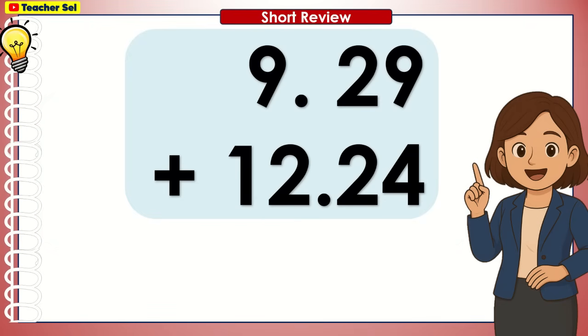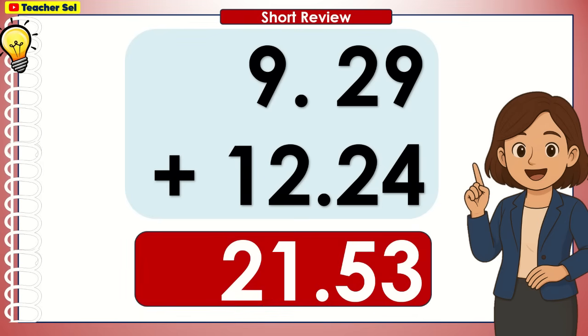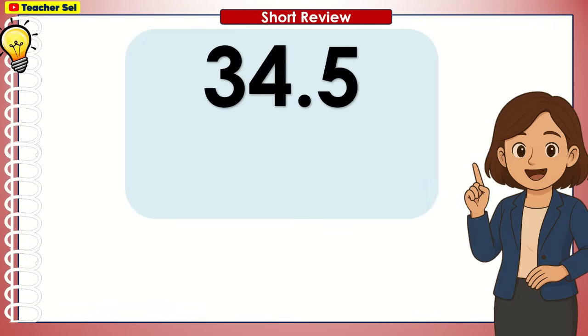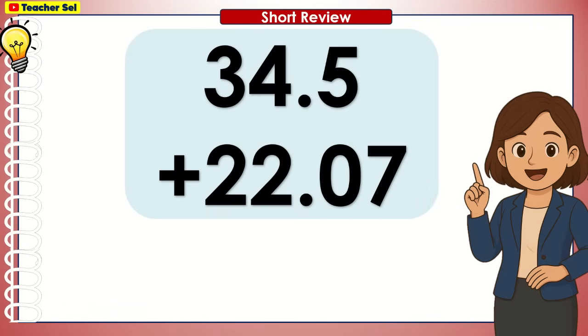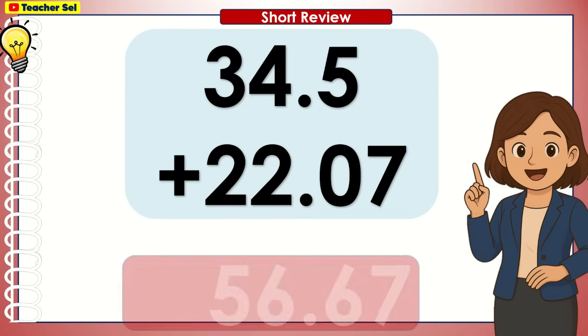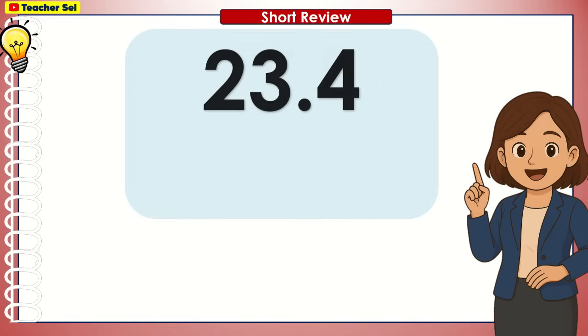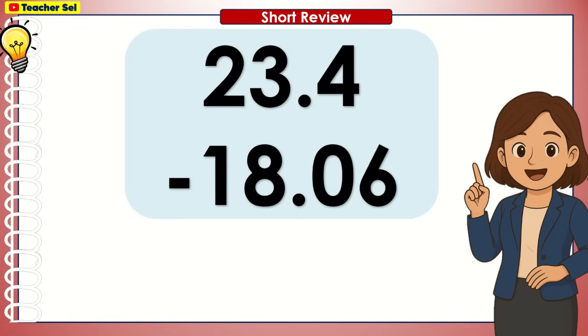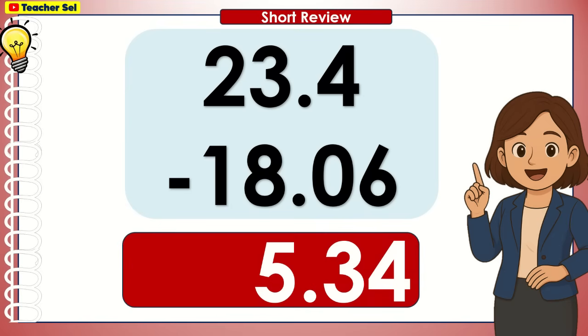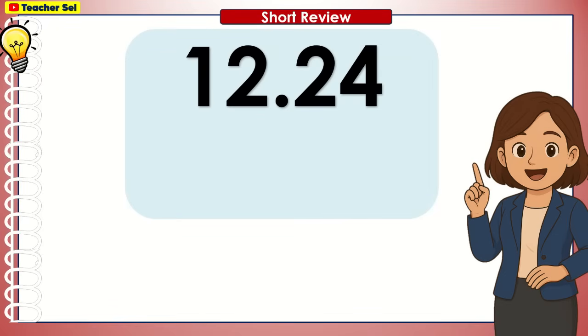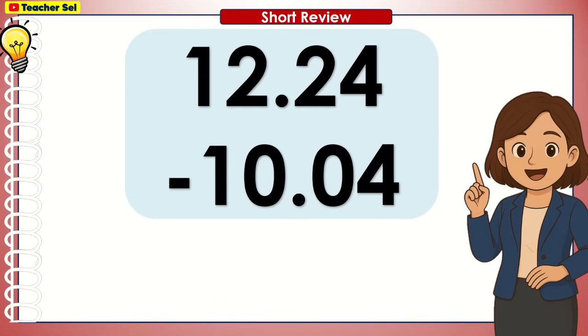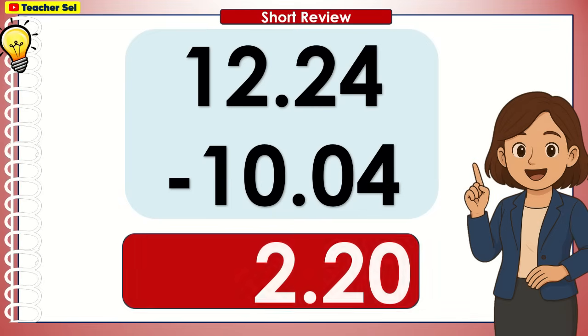9.29 plus 12.24. The answer is 21.53. 34.5 plus 22.07. 56.67. 23.4 minus 18.06. 5.34. 12.24 minus 10.04. 2.20.